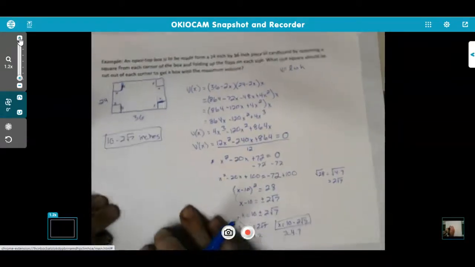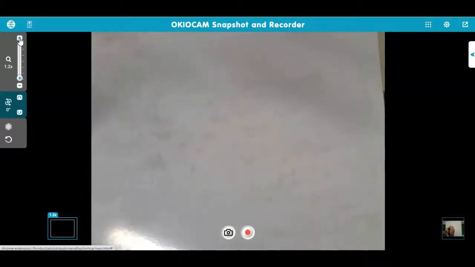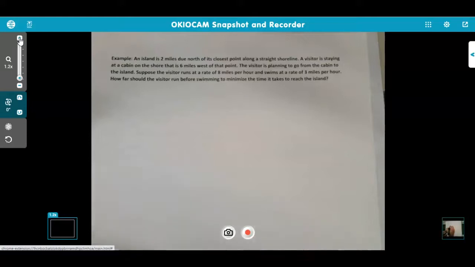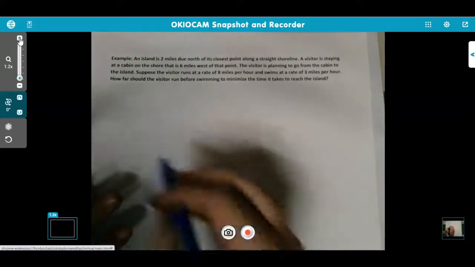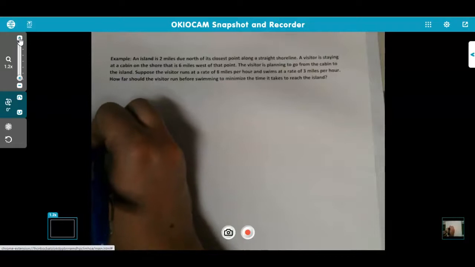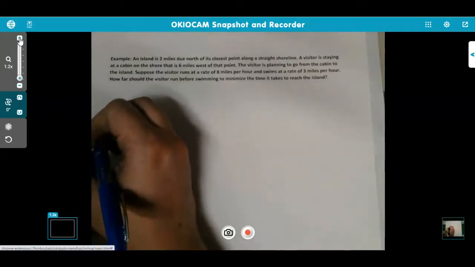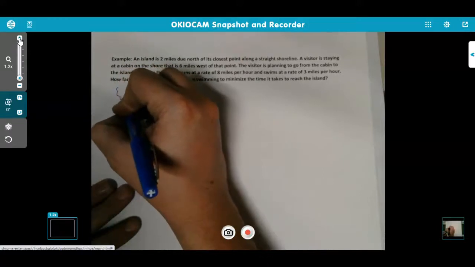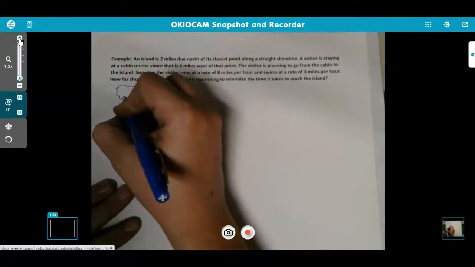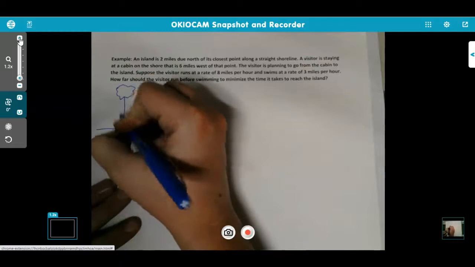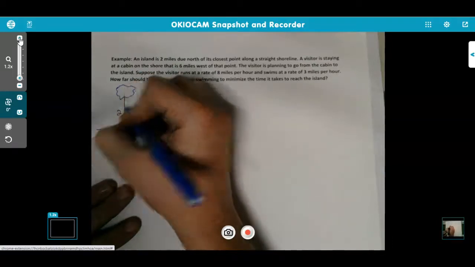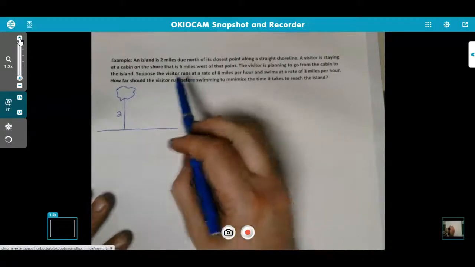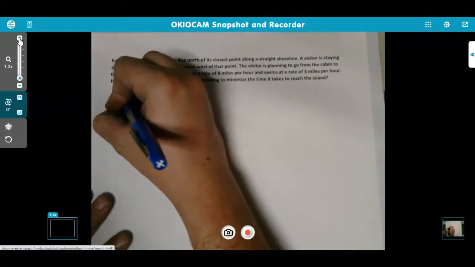All right, this next example is another one I really like. An island is 2 miles due north of the closest point along a straight shoreline. So let's go ahead and draw this. I have a shoreline, and I have an island out here, and we're saying this island is 2 miles from the north. So 2. I know that much. All right, this is the island.